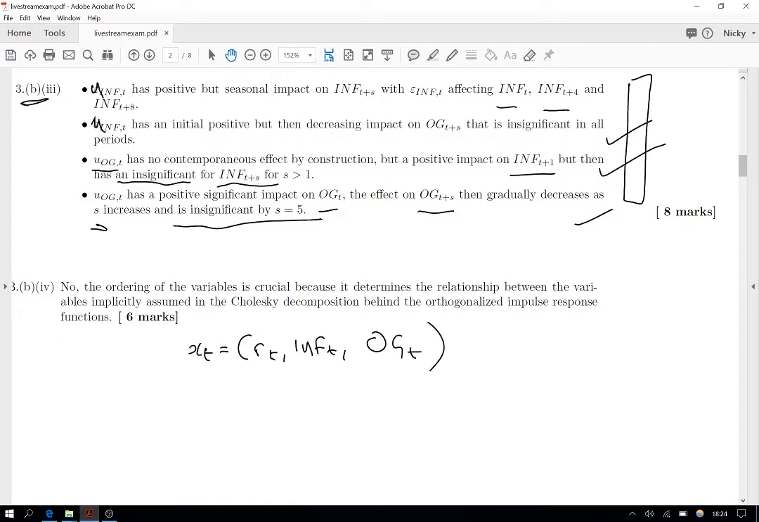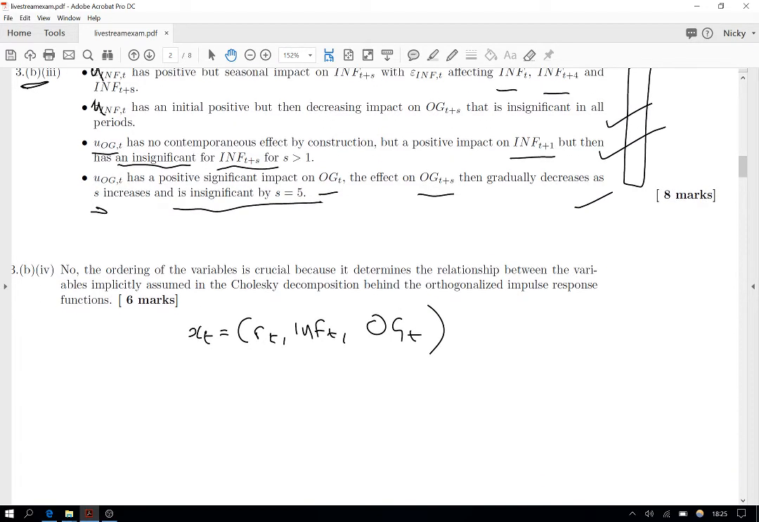What would you expect the orthogonalized impulse responses from this model to be? Would you expect them to be the same as those obtained from the previous model? Justify your answer briefly. Well, no. We know that the ordering is crucial. In the previous case, we had, for example, that the interest rate didn't impact inflation and output gap, and now we're allowing for that.